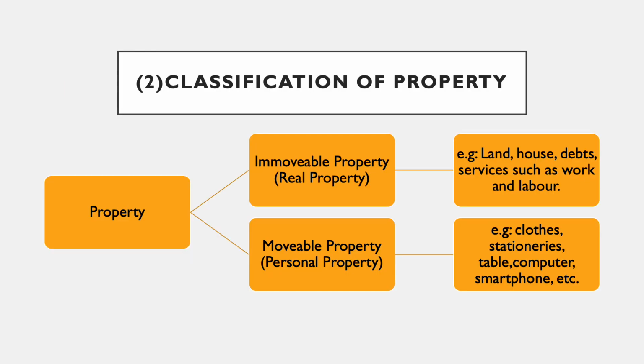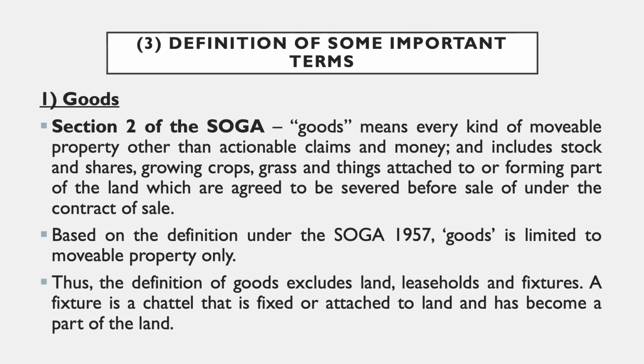Before we proceed, we need to know the basic classification of property. Property can be divided into two types. The first one is real property or immovable property, for example, like land, house, and etc. The second one is personal property or movable property, such as stationery, table, computer.